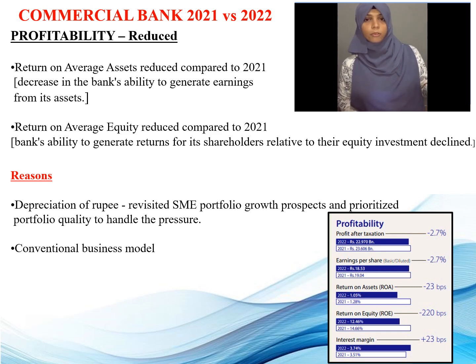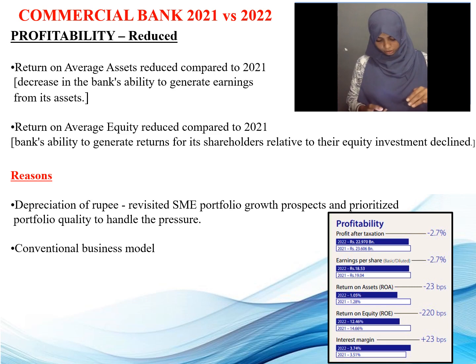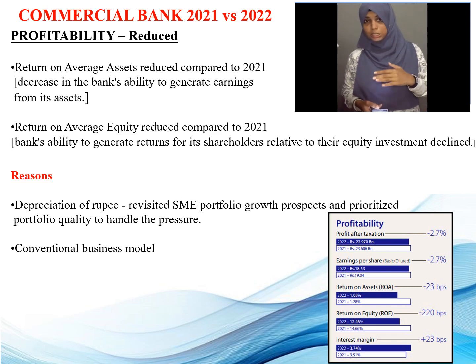So these are a few main ratios which affect the profitability, which has reduced. Which means the ability to generate earnings and the ability to generate returns from their equity or from their assets have reduced for this year compared to last year. This is mainly because of the depreciation of the rupee. The rupee value has depreciated in Sri Lanka. Because of that, this has happened, and the bank has also taken steps to solve this issue.